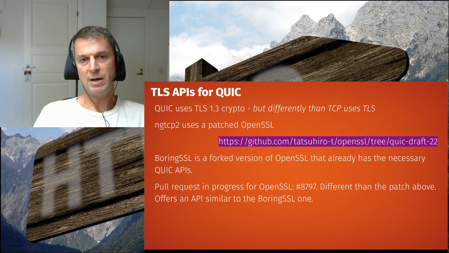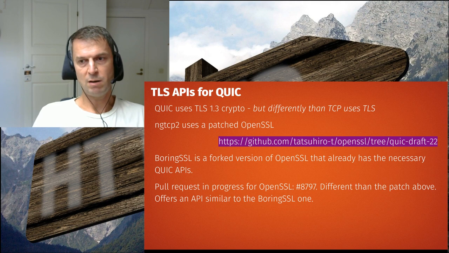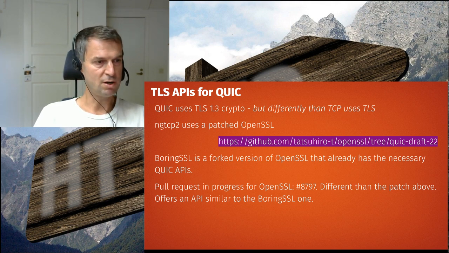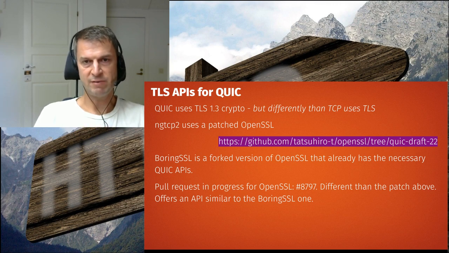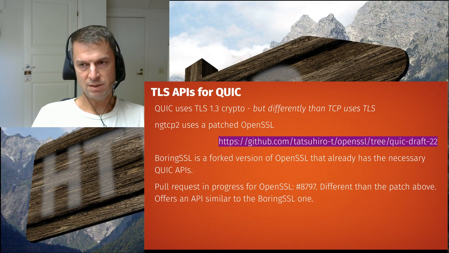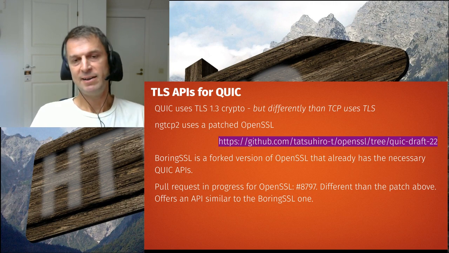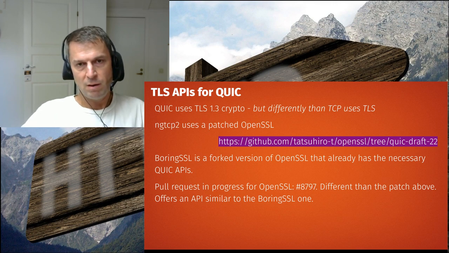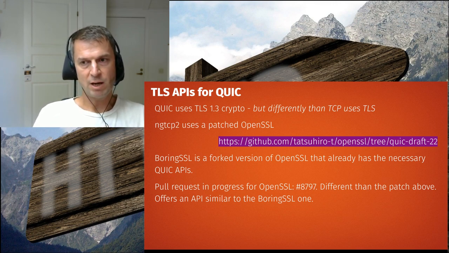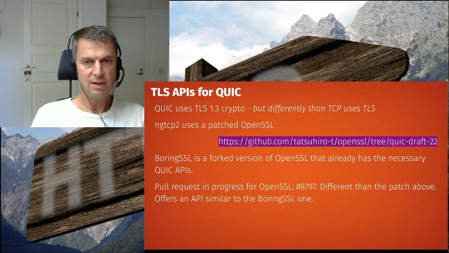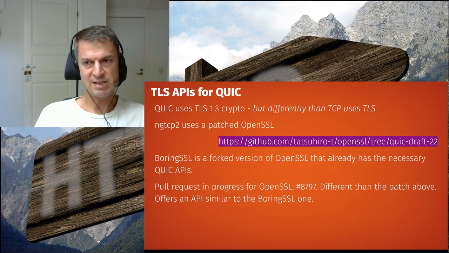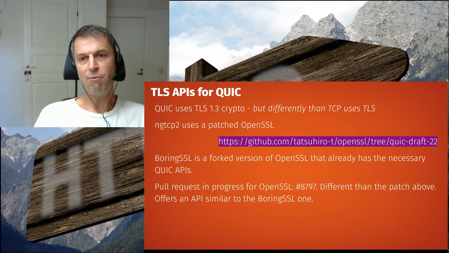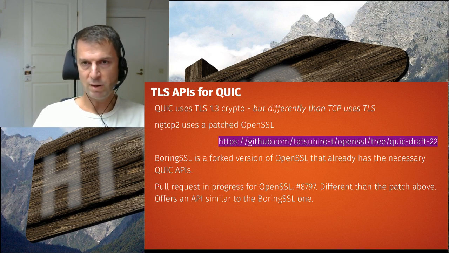In the OpenSSL project, someone whose name is Todd Short, I think, provided a pull request, number 8797, if you're interested in the OpenSSL GitHub repo. It adds an API to OpenSSL that is inspired by the BoringSSL one. So presumably, if they work out all the quirks and details and questions in this pull request, OpenSSL will get a set of APIs for this functionality that is the same or similar as the BoringSSL one, which is then different than the one NGTCP2 uses, the one that is in purple here.